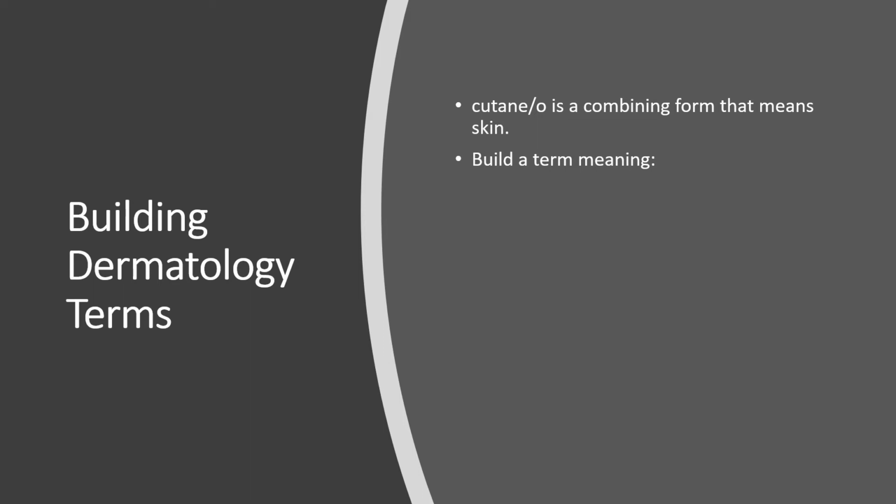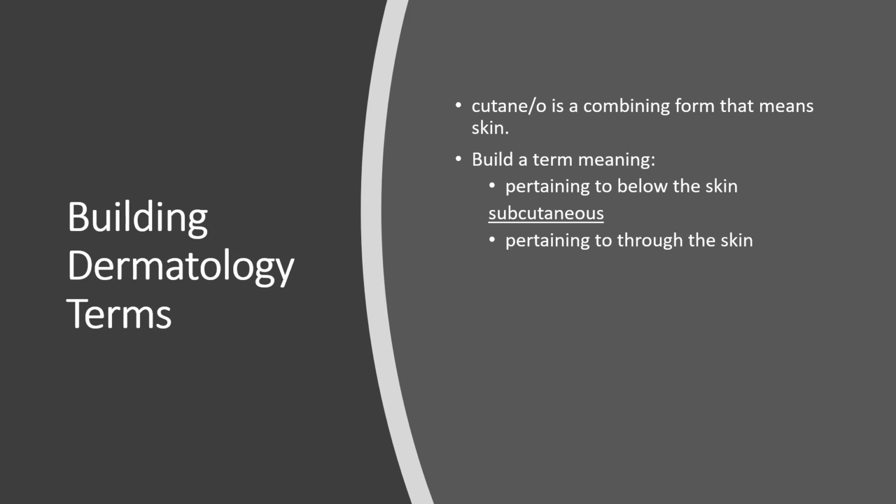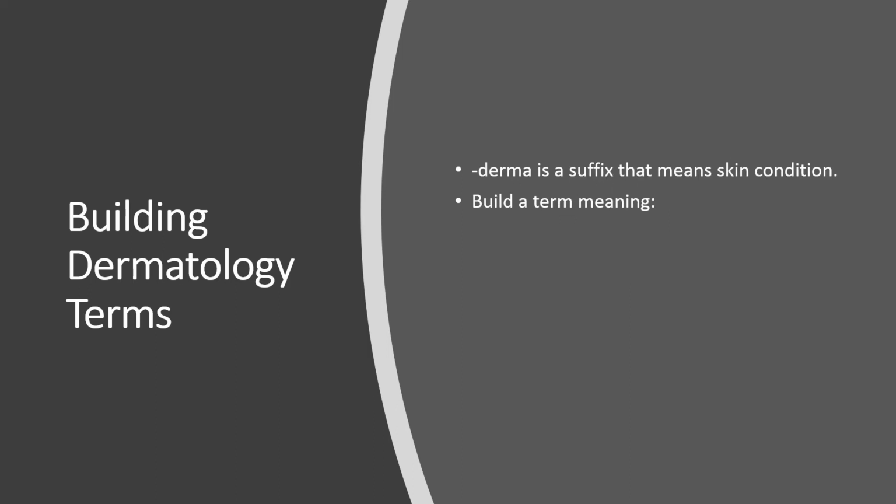So cutaneo is a combining form that means skin. I want you to build a term meaning pertaining to below the skin. Subcutaneous. Pertaining to through the skin. Percutaneous. All right, for derma, which is a suffix that means skin condition, there are 8 different terms you need to build, and I'm only going to give you the answer to a few of them. So pause here, fill in your answers, and then see how you did.